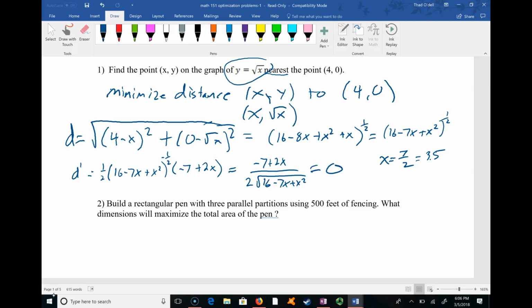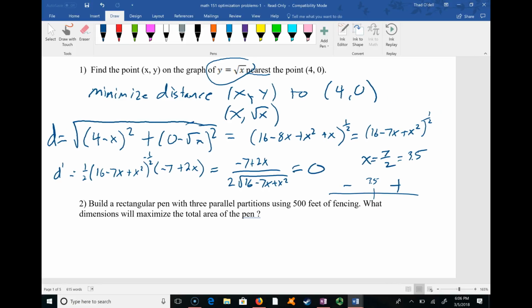Which we assume probably means that it's a minimum. We could check though. Around 3.5, if I plug in 0, I get negative. And if I plug in, say, 10, I get positive. So sure enough, it's a minimum.